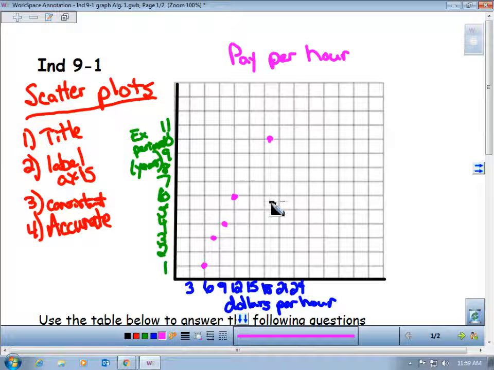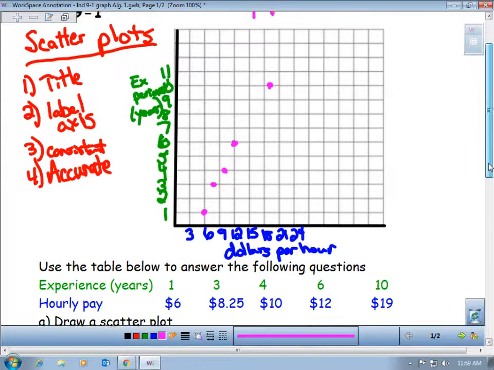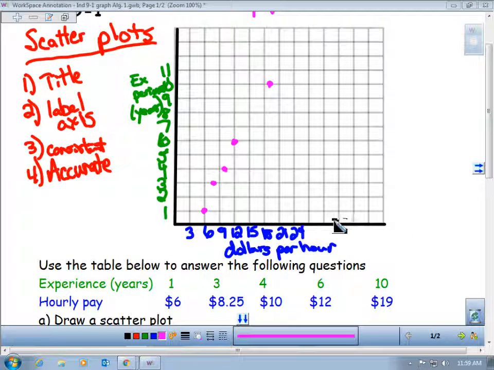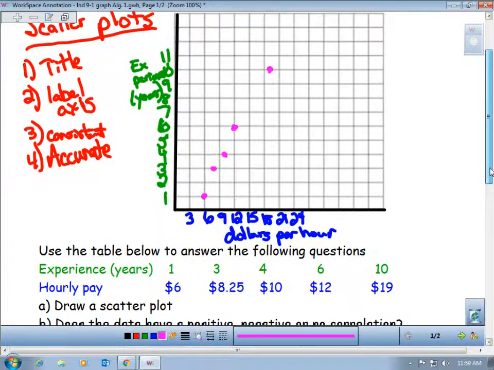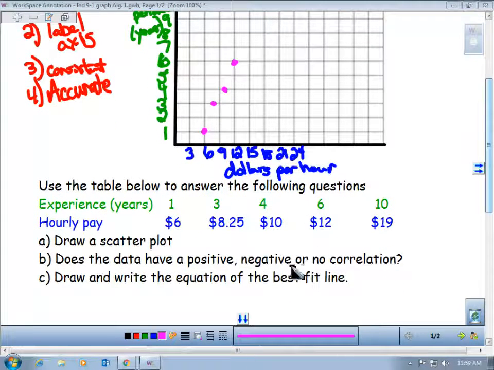So as I look at this graph, it definitely looks as I'm going this way that it's going up. So this definitely has a positive correlation. So really, guys, for the most part, yours will always be positive or negative.